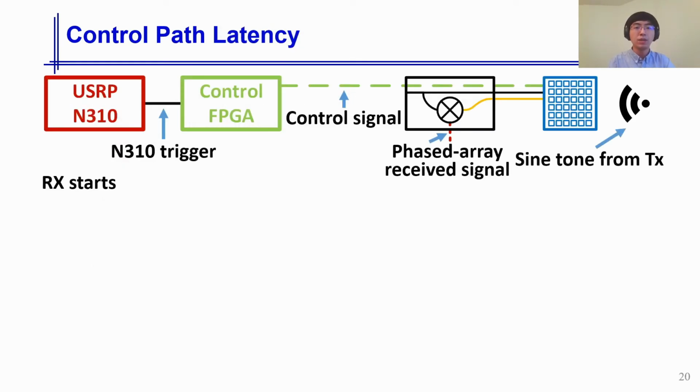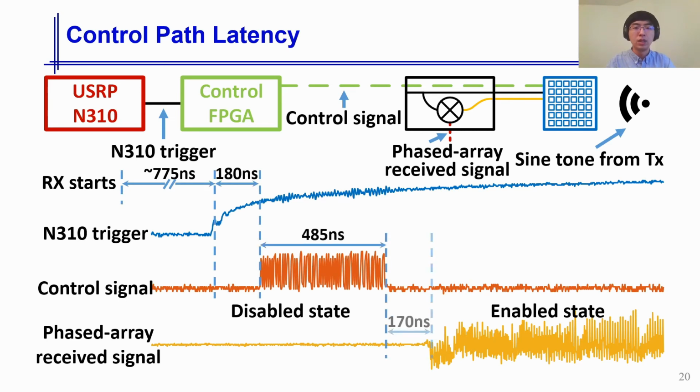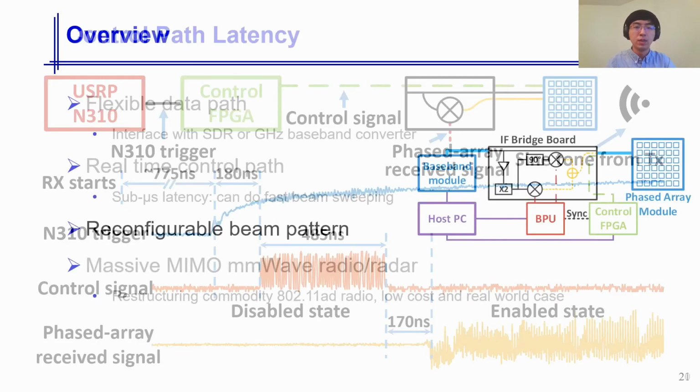The final control path connection is like this. First, the BPU, for example the USRP N310 here, provides a trigger to the control FPGA, which indicates the BPU begins sampling baseband signals. Then the control FPGA will send out the control command to configure the beam pattern. As shown in the figure, the total delay will be less than 1 microsecond, which is comparable to the beam control latency on a commercial non-programmable mmWave radio.